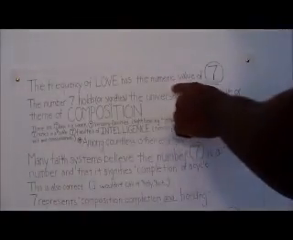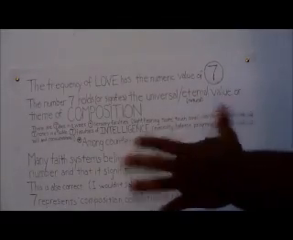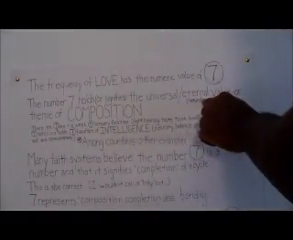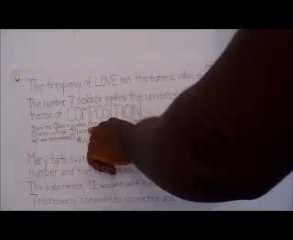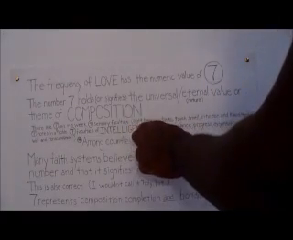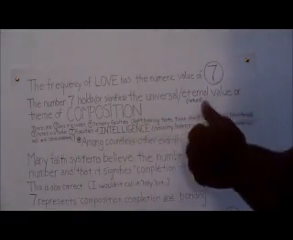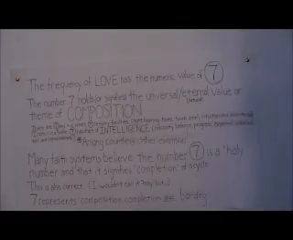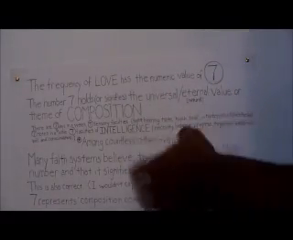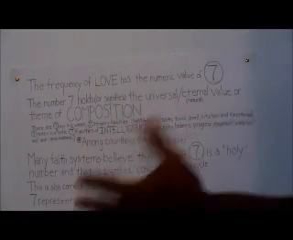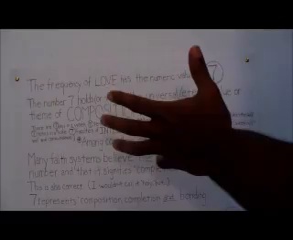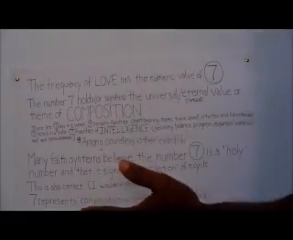The frequency of love has the numeric value of 7, and I'm going to explain this in a little bit. This is on the next couple of note cards, or poster board cards, but the number 7 holds or signifies the universal eternal value or theme of composition. There are 7 days in a week, 7 sensory faculties, and those are sight, hearing, taste, touch, smell, intuition, and kinesthesia. These are senses because they leave mental imprints that register in the form of thoughts or information that is imprinted onto the mind.